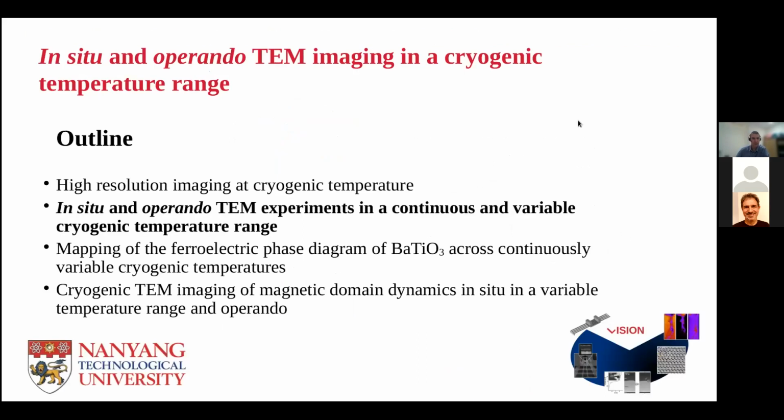That's about it for the low temperature imaging of the material. And now I will go towards the operando characterization that we have performed in my lab.